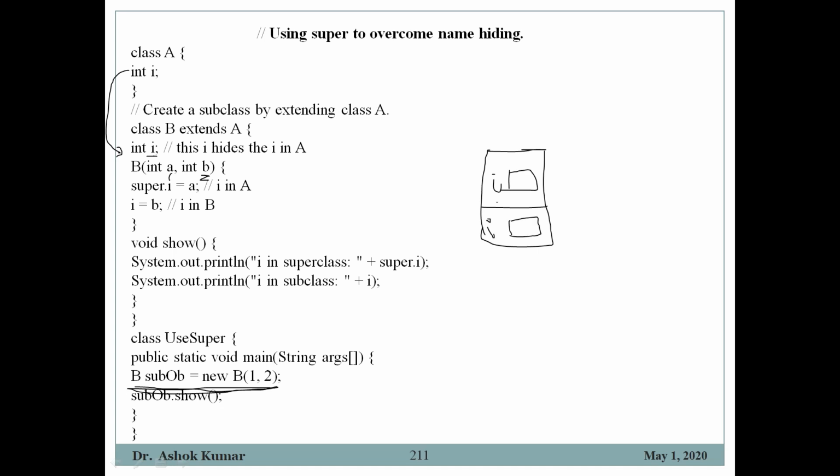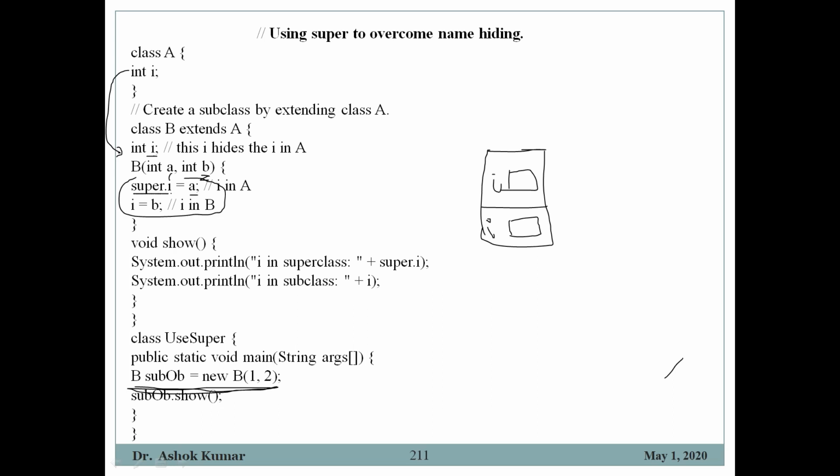This is the subclass i, right? Two i's are there. One is inherited from the superclass, and the other belongs to the subclass itself. So see here, when the constructor is called, a and b will get the values 1 and 2, then this body will be executed. In this body we want to assign values to both these i's. One i belongs to the superclass, so I am assigning here the value of a, that is 1, to the i of the superclass.